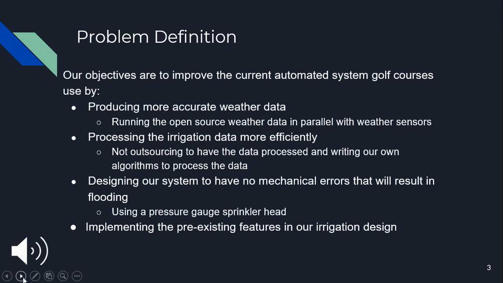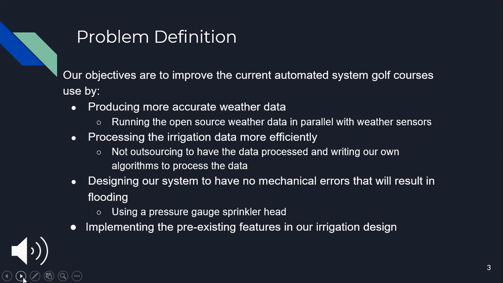Our objective for our project is to improve the current automated system that golf courses are using. We will do this by producing more accurate weather data. We plan to do this by running an open source weather network in parallel with local weather sensors that we'll be building ourselves. We will process the irrigation data more efficiently. Currently they are outsourcing the data and we'll be writing our own algorithms to process it.